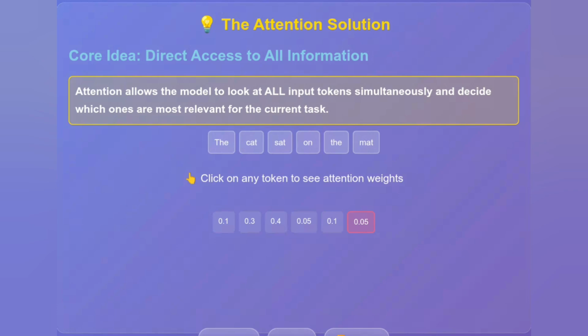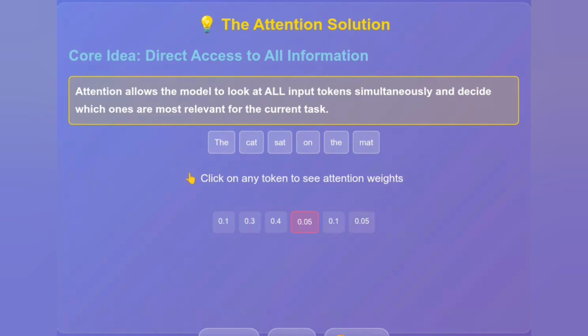Let me show you this in action. Try clicking on different tokens in this demo. See how each token can attend to different parts of the input with different weights? The model is literally deciding, for this current token, which other tokens are most relevant. This is completely different from RNNs. If you click on cat, the model might pay attention to sat because there's a subject-verb relationship. If you click on mat, it might attend to on because of the spatial relationship.